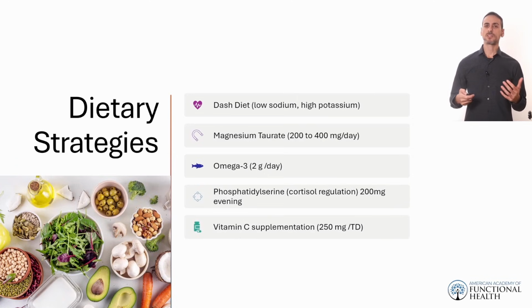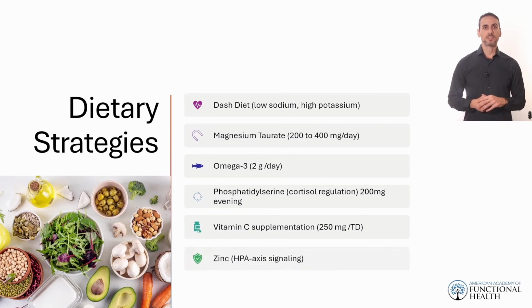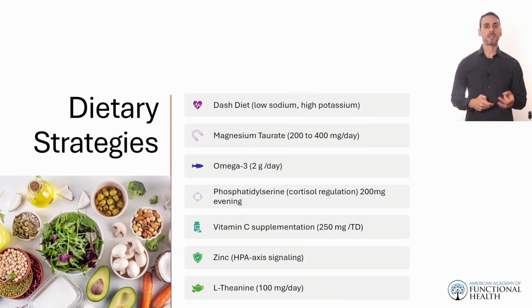We have vitamin C, which is essential to synthesize cortisol, 250 milligrams twice a day, and zinc, which is important for HPA axis signaling. And the last one is L-theanine, which is important for overall relaxation and reduction of stress and anxiety, 100 milligrams per day. Now, you don't have to use all of those. The more you learn about the integrative strategies, the better you can fit the top 2 or 3 or 4 strategies for each patient.